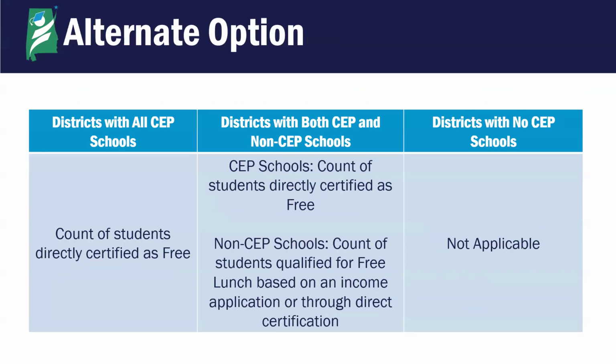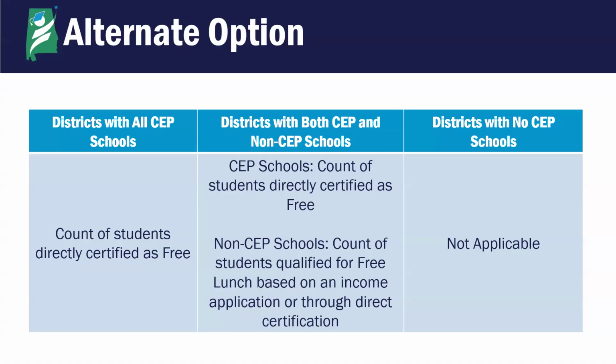Okay, let's look at your alternate option. If you are a district with CEP schools, you have the option not to use that 1.6 multiplier. So instead of multiplying that count of free students who are directly certified by 1.6, you would just use the count of free students for your CEP schools.